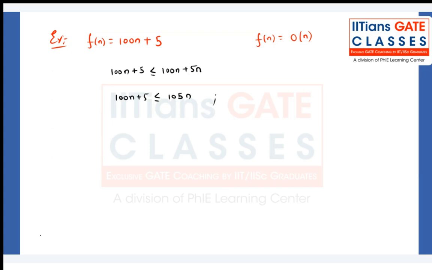Can you see this inequality is matching our big O notation? F of n is less than or equal to some constant into g of n for all n greater than or equal to k. Is this fitting the inequality? If it is fitting the inequality, what is the value of c here?